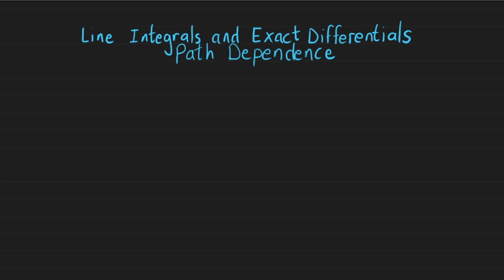Hi, in this video we're going to be looking at the path dependence of line integrals. We've seen that the general form of a line integral is equal to the integral of some curve between 2 points of some function multiplied by ds, and we saw that this can be expressed as the integral of p dx plus q dy.